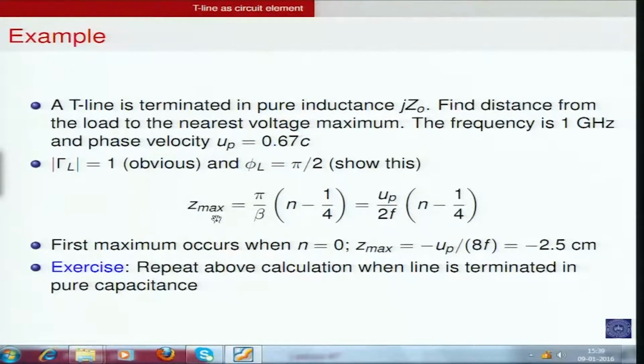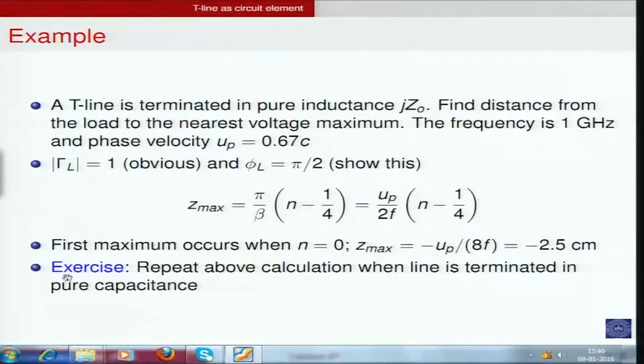Now we also know the relationship between beta and omega. Omega by beta was equal to the phase velocity up, and omega itself is 2 pi into f in terms of frequency. So you substitute that relationship into this one, and you see that Z max can be written in terms of frequency and phase velocity up, and is given by up by 2f into (n minus 1 by 4). The first maxima occurs when n is equal to 0, at which point the location is minus up by 8f. Substituting for f of 1 gigahertz and up given here as 0.67 times the speed of light, you get the maximum at minus 2.5 centimeter.